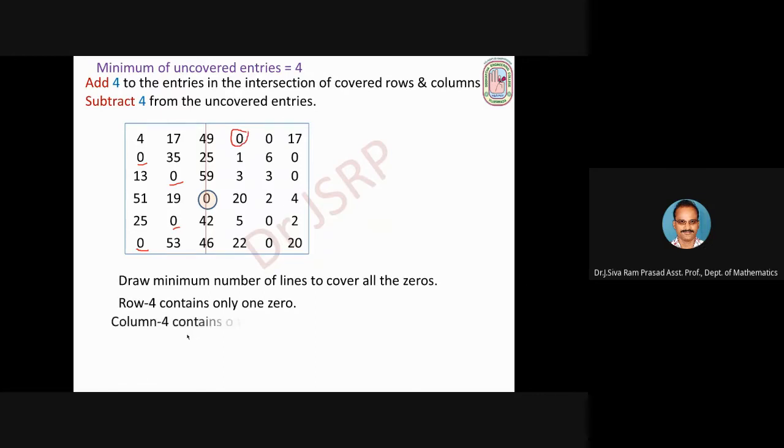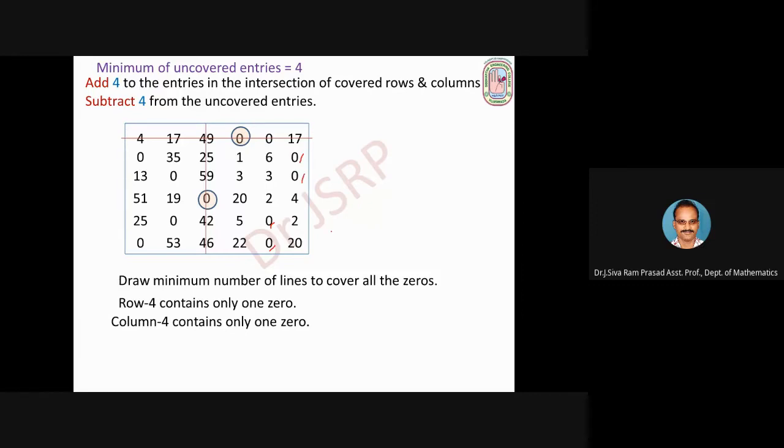Column 4 contains only 1 zero. Circle that 0 and fix row. So cross off row 1. We have to fix row. Okay. Next, come to fifth column. Fifth column contains 2 zeros, that is more than 1 zero. Sixth column also contains 2 zeros, more than 1 zero.